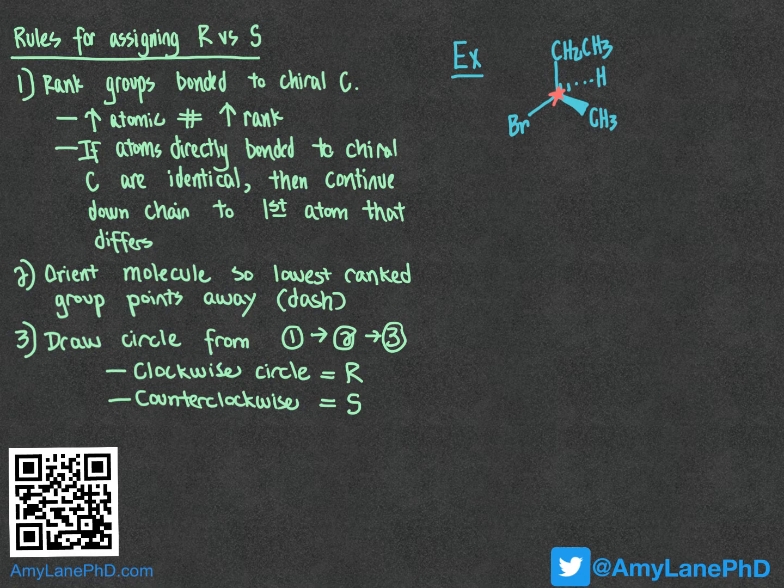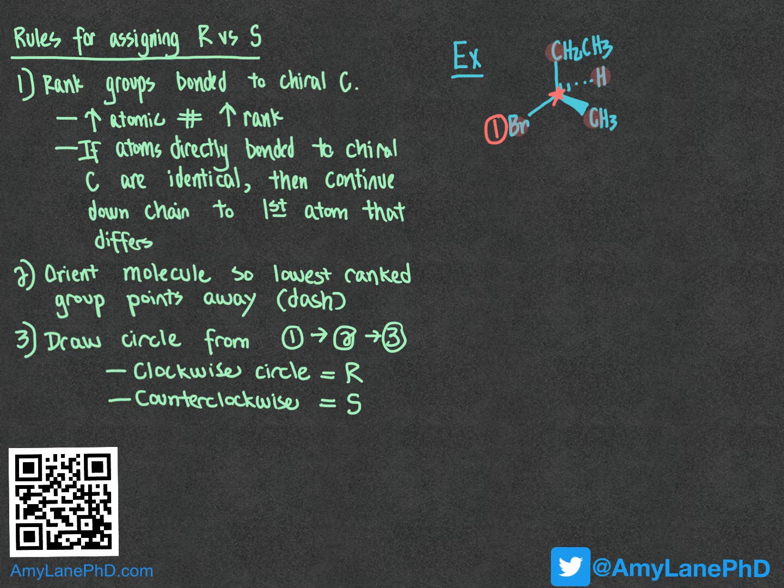So, looking at this particular structure, we need to go through the rules. First off, we're going to rank the groups bonded to the chiral center in order of atomic number, where number 1 is the atom with the highest atomic number directly bonded to our chiral carbon, and number 4 is the lowest. Let's highlight the atoms directly bonded to the chiral carbon: bromine, carbon, carbon, and hydrogen. I've highlighted in pink the atoms directly bonded to the chiral center. Now we ask ourselves, which of those has the highest atomic number? If we look at the periodic table, which I recommend you keep handy while doing these exercises, we will see that bromine has a higher atomic number than carbon or hydrogen. Hence, bromine ranks number 1.